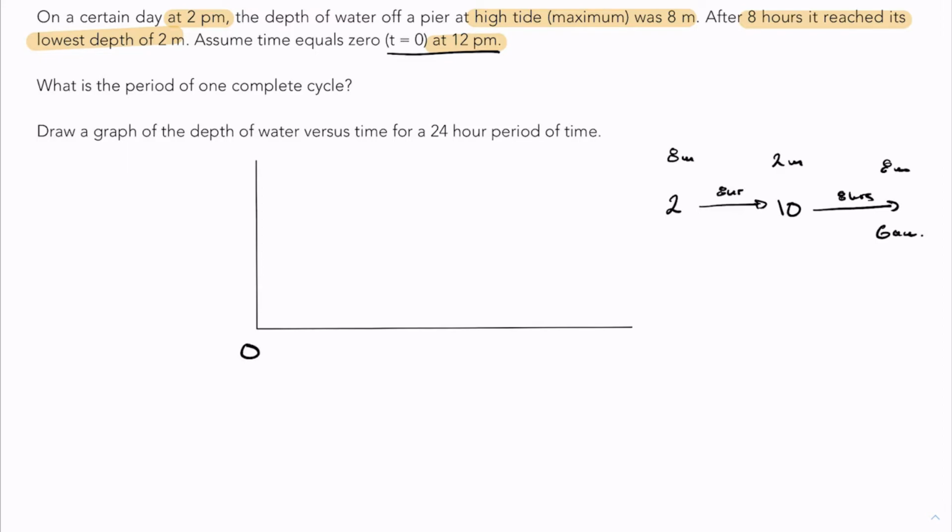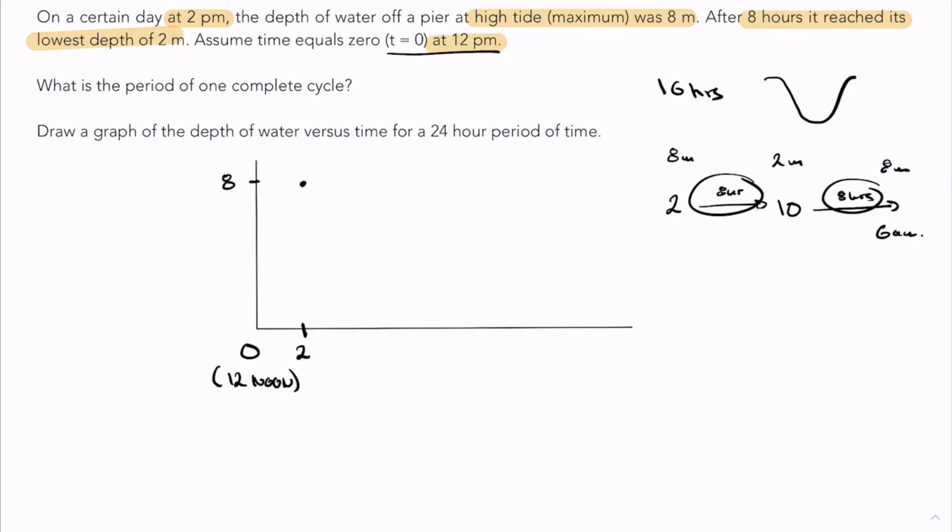We want to draw a graph of this over a 24-hour period of time. And one cycle is going to be 16 hours, because it's 8 and 8. Remember, we're going something like this, down and then back up. So at 0, we don't know what the height is yet, but at 2 o'clock, remember 0 is also 12 noon. So at 2 p.m., we have a high tide, and that's going to be at 8 meters.